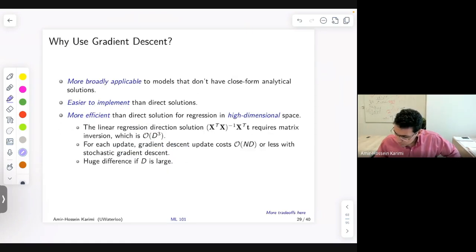Excellent. So to summarize gradient descent, it's more broadly applicable to models that don't have closed form analytical solutions. It's easier to implement than the direct solutions. And also, it's more efficient than a direct analytical solution, especially for higher dimensional spaces. We saw the closed form expression for least squares linear regression is something like this. We know that the inversion, if at all possible, scales cubically. It turns out that every step of gradient descent only costs us O(ND). So depending on how many steps you need to take, if your dimensions are high, then probably there's going to be a huge difference between the closed form global optima solution and the local optima solution with gradient descent.